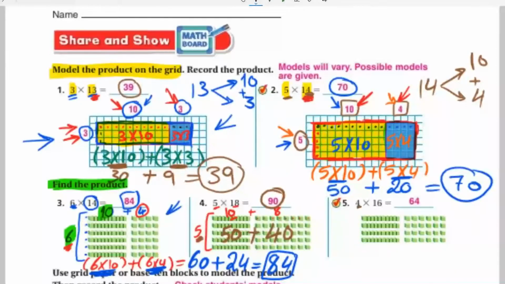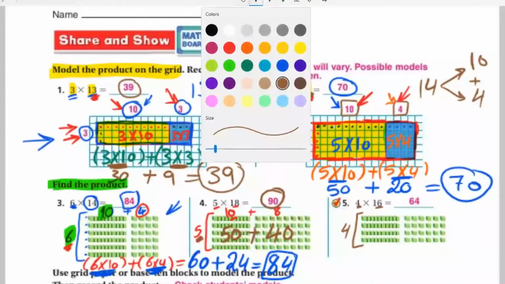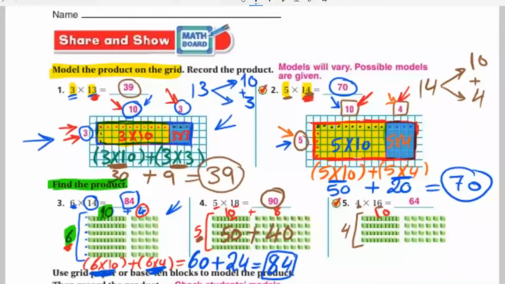Okay, let's see here. We have four rows and we have 16. Let's break it down into a group of 10, and we have here 6. And then we have here 10, right? 4 multiplied by 10 equals 40. So this part equals 40. And 4 multiplied by 6 equals 24, like you see here. So add them up. 0 plus 4 equals 4, and 4 plus 2 equals 6. It will be 64.